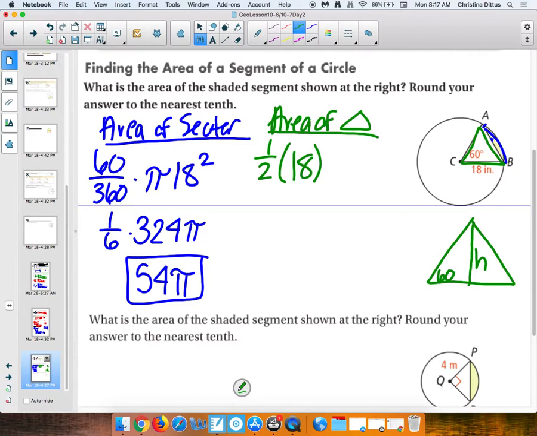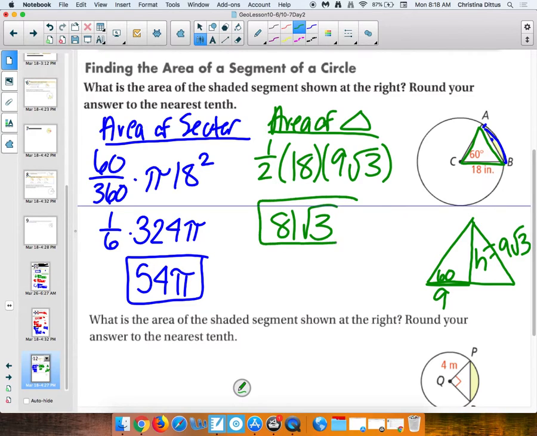30, 60, 90. What is this guy? This guy is 9. So my height is 9 square root of 3. How should I write this? Questions there? Okay. So half of 18 is 9. 9 times 9 is? So I have 81 square root of 3.